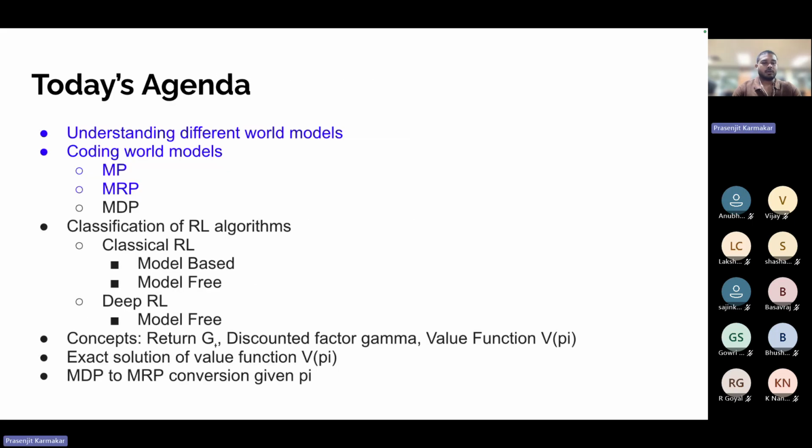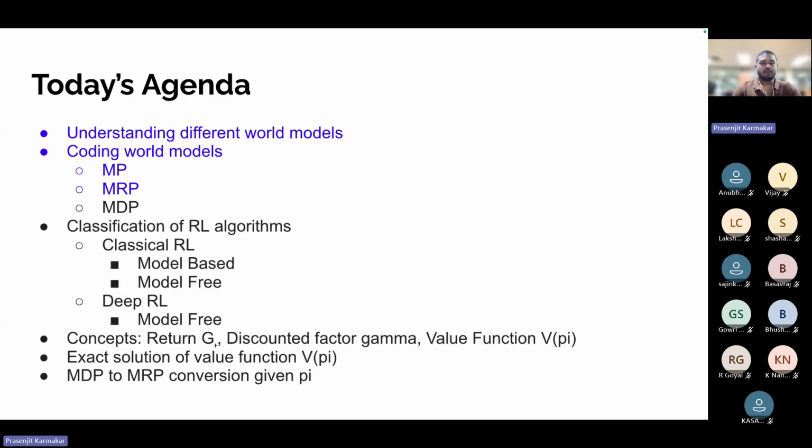Now, where we left off is coding Markov decision processes, right? So today's agenda will be to learn Markov decision process, how to code it, and how the transition dynamics is coded. And again, we'll look into the classification of RL. This is very important, classification of RL, and some concepts like return, discount factor, value function. Okay, so this is the current setup for us. Finally, if time permits, we'll go through numerical solutions from the previous year assignment questions.